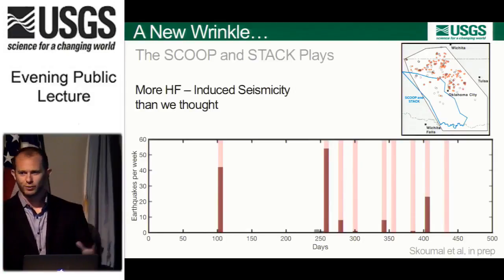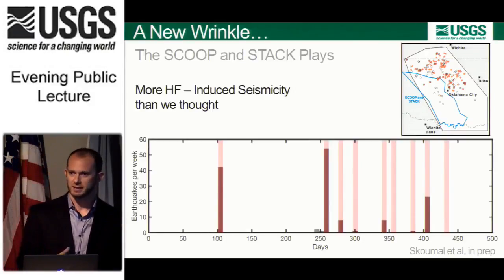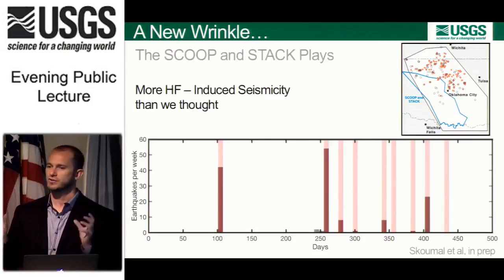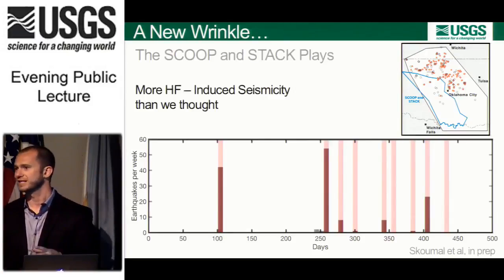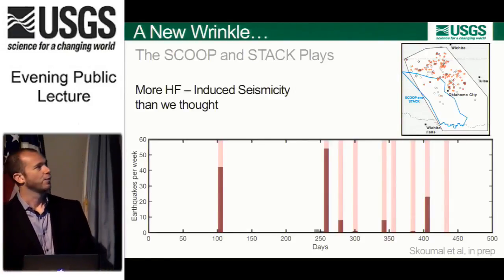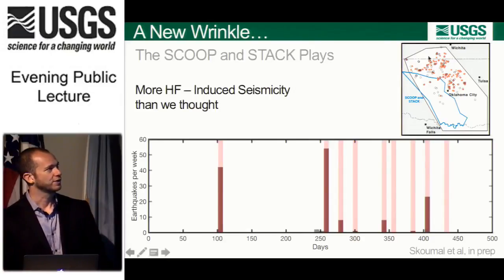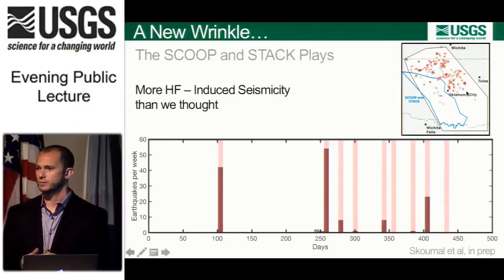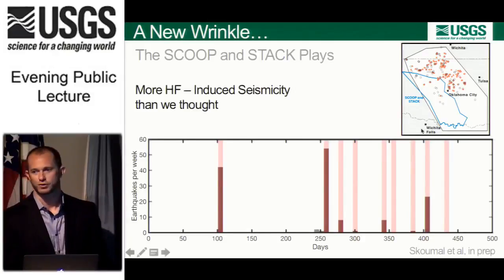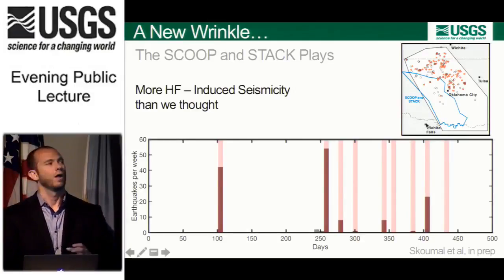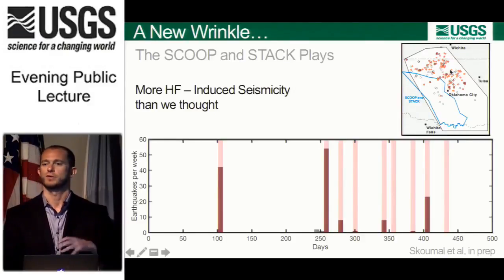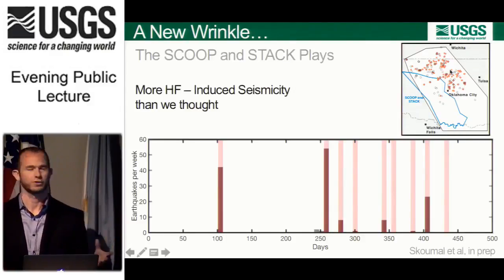And really the only reason that we're able to see it in the SCOOP and the STACK is because there's not a lot of wastewater disposal in the area. While the areas here in the Mississippian and the Hunton have a whole lot of wastewater disposal, there's very, very little in the SCOOP and the STACK. And so you're able to see the frac-induced seismicity, whereas elsewhere frac-induced seismicity is going to be masked by this much larger signal.